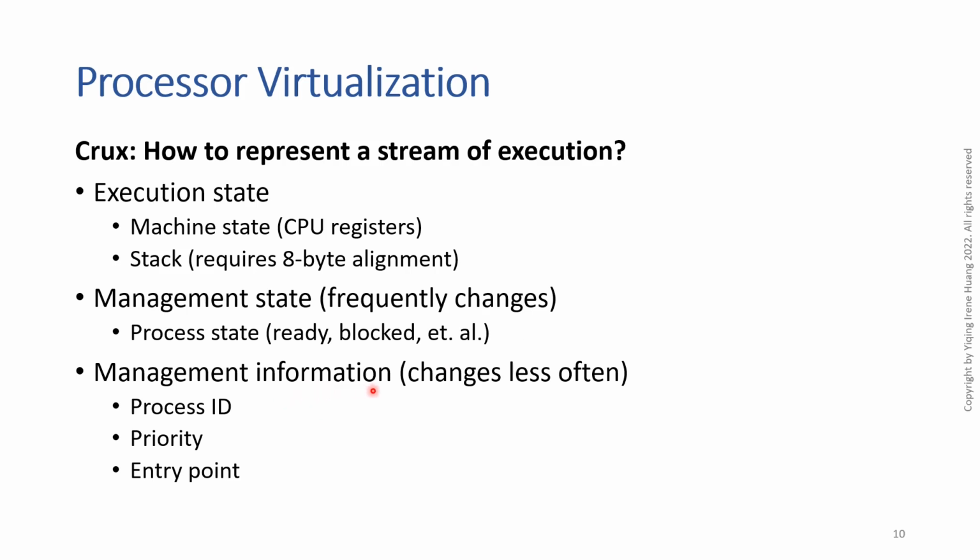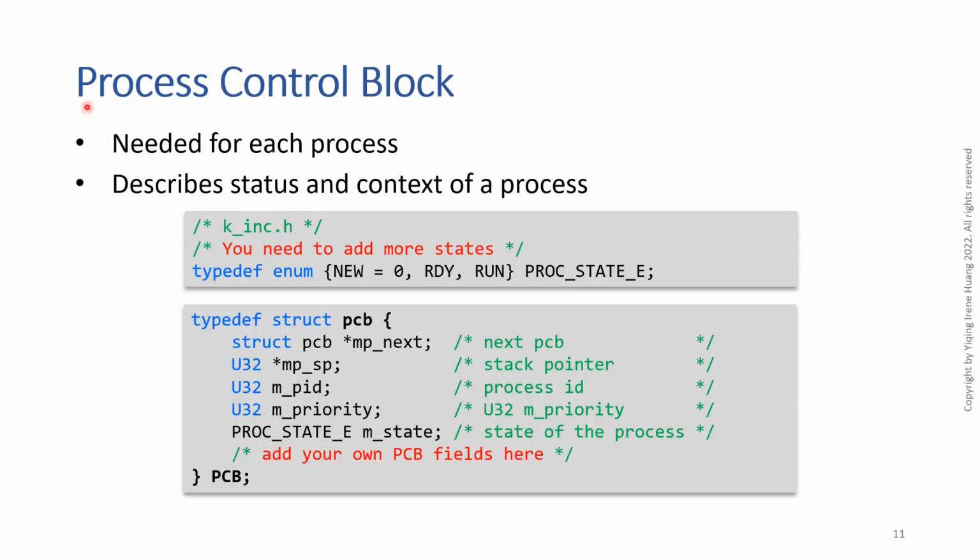Then there is management information that changes less often, and we also need to record it somewhere. This includes the process ID and the entry point, which never change, and the priority, which changes less often. If you want to change it, you have to call set priority. So the data structure to represent the virtualized processor is what we call the process control block, the PCB. We need this for each process. It describes the status and the context of a process.